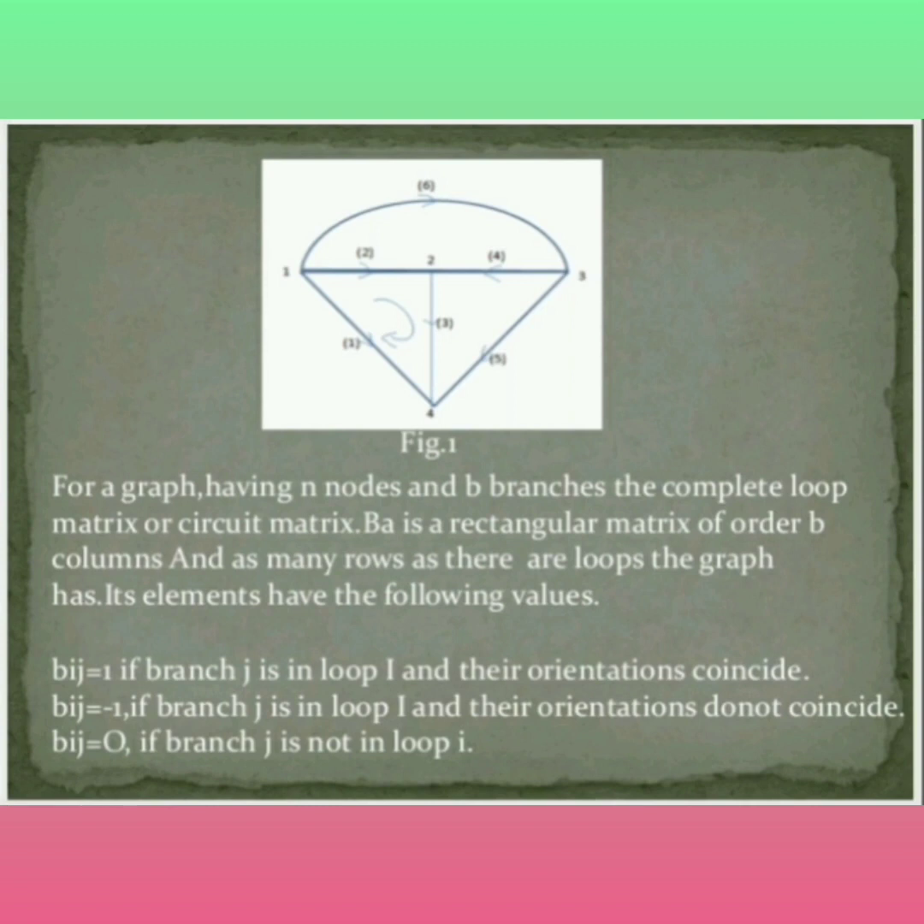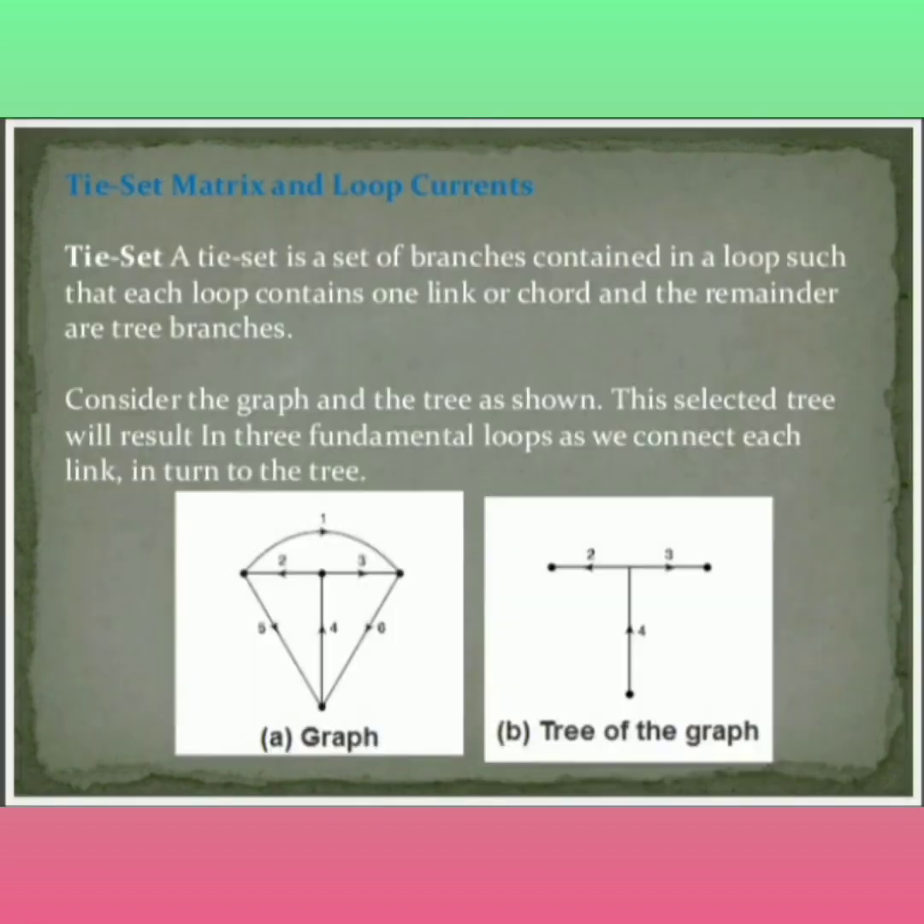Its elements have the following values. Bij is equal to 1 if branch j is in loop i and the orientations agree. Bij is equal to -1 if branch j is in loop i and the orientations are opposite. Bij is equal to 0 if branch j is not in loop i.